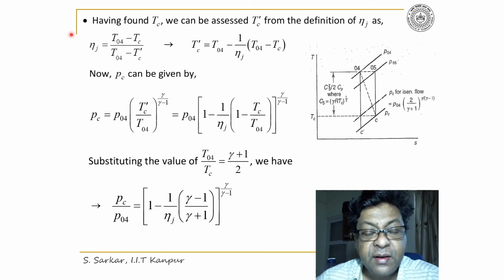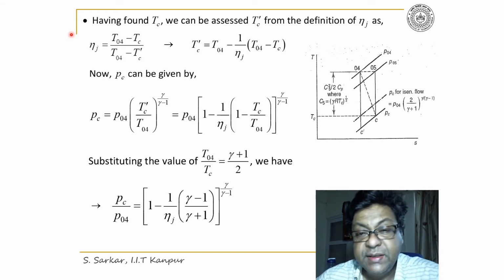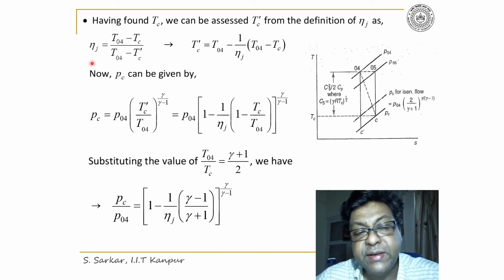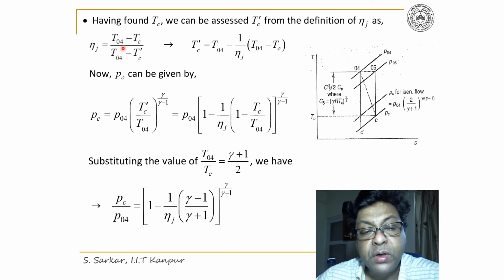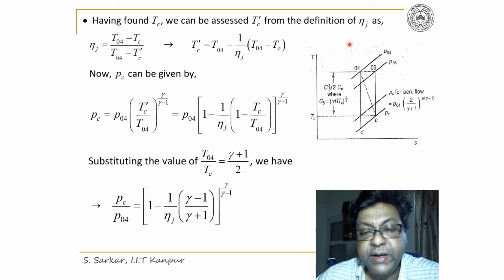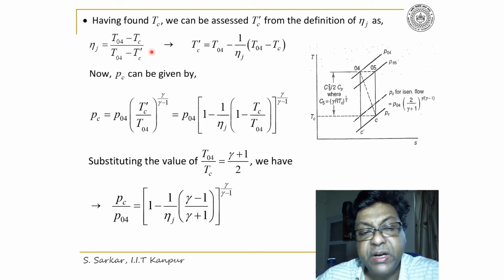To do that, I'll have to assess Tc dash from the definition of efficiency of nozzle, eta J. Now, the efficiency of the nozzle can be defined as eta J is equal to T04 minus Tc divided by T04 minus Tc dash, referring back to the TS diagram. Now, from this expression, I can write Tc dash equal to T04 minus 1 by eta J into T04 minus Tc.